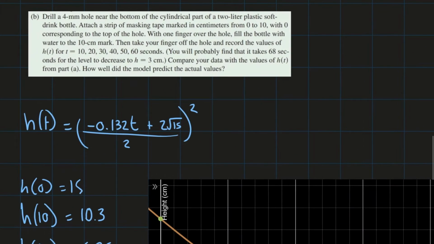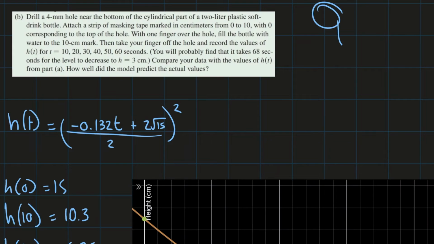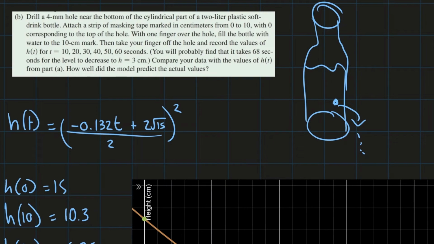That's question B. Question B asks us to actually carry out the experiment, so using a cylindrical water bottle, drilling a hole that's about 4 millimeters, and then filling it up with water and letting the water drain out, timing it and stopping it at these intervals here every 10 seconds, from 10 centimeters until the water essentially runs out.